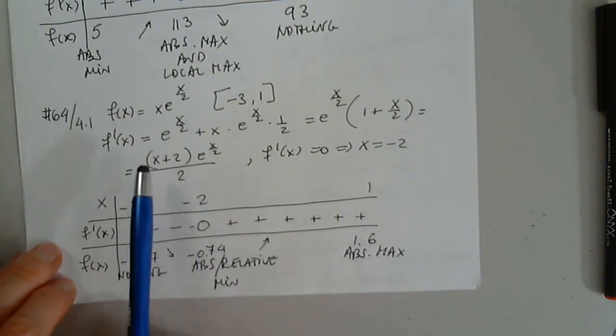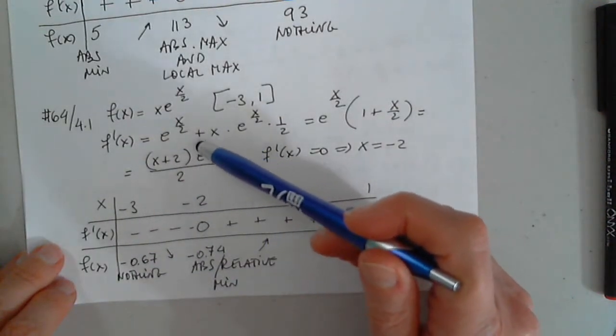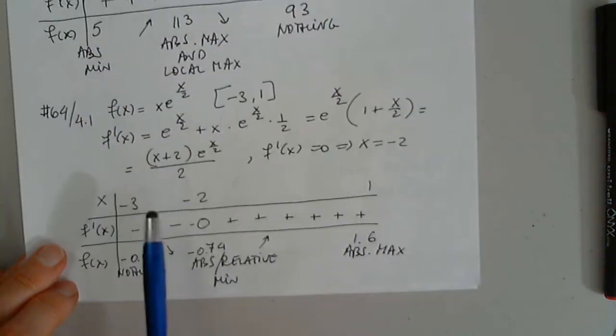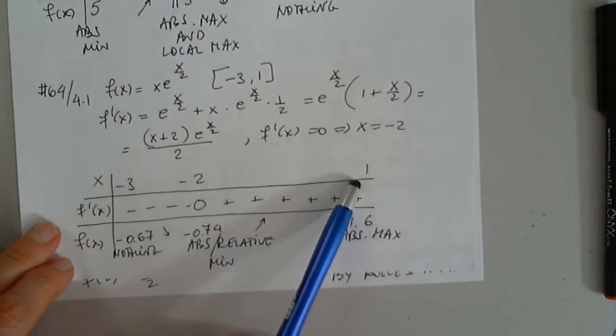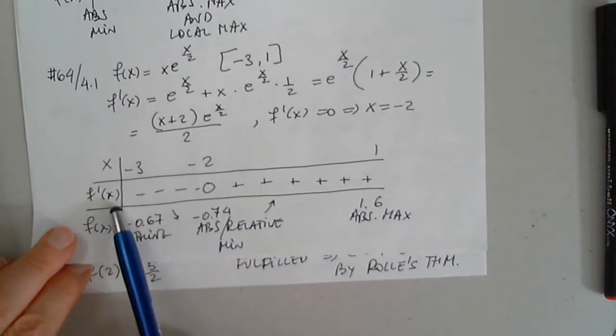When is this fraction 0? Only when the top is 0, when x equals -2. This function is an exponential function, it will never be 0. So the closed interval is between -3 and 1. The only critical number we found is -2, where the derivative is 0.